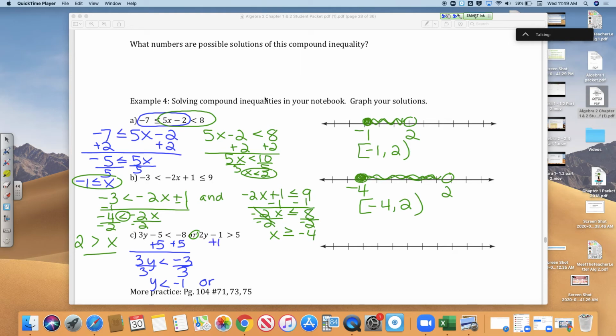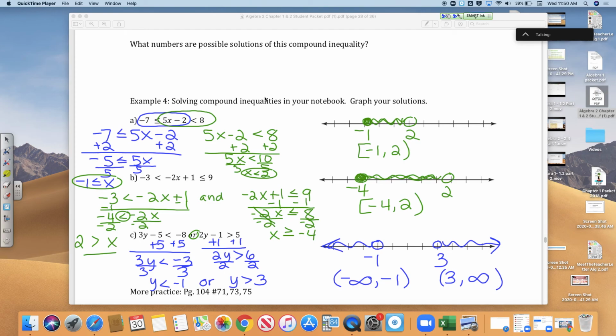For the next one, adding 1 to both sides, I get 2y is greater than 6. Dividing by 2, I get y is greater than 3. So my two endpoints that I need on here are -1 and 3. Anything less than -1 would be an open circle, answers to the left. Anything greater than 3 would be an open circle, answers to the right. So these are pointing towards positive and negative infinity. So my interval notation would be negative infinity in parentheses and then -1. This one would be parentheses 3 to positive infinity, held together with a union like that.